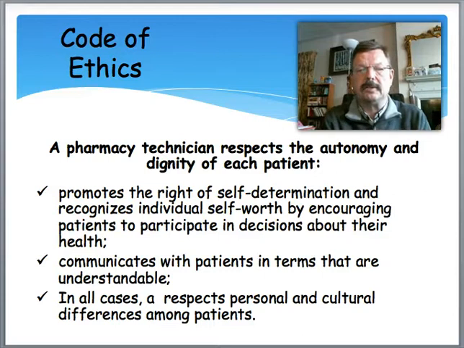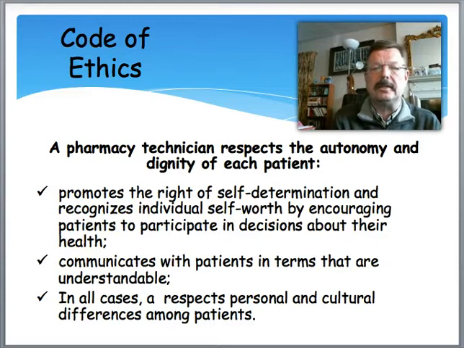A pharmacy technician respects the autonomy and dignity of each patient, promotes the right of self-determination, and recognizes individual self-worth by encouraging patients to participate in decisions about their health, communicates with patients in terms that are understandable. In all cases, respects personal and cultural differences among patients.